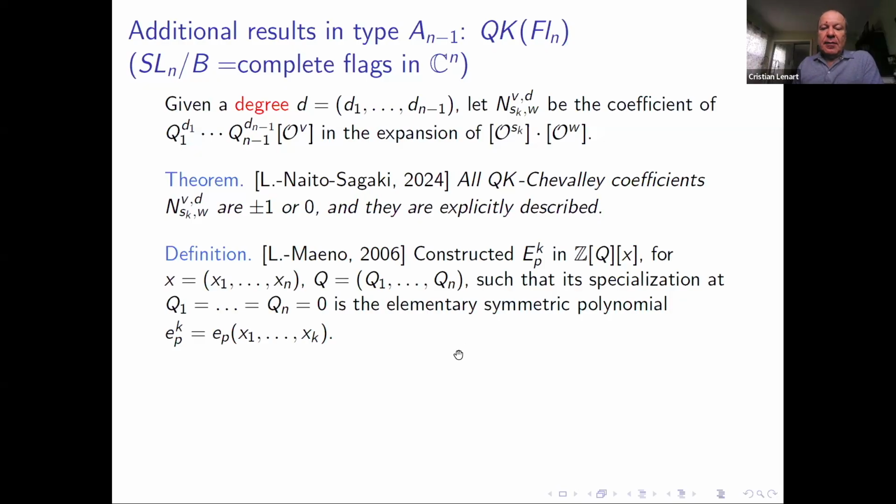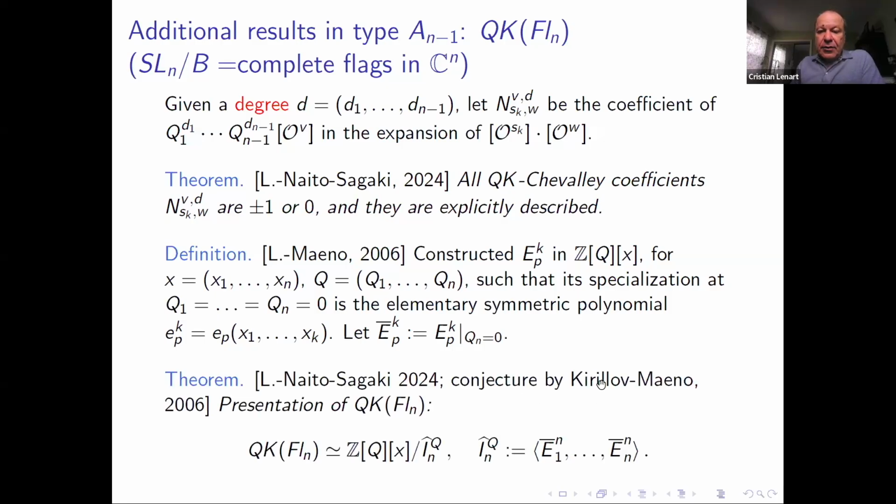So then we can go a bit further. A long time ago with Maeno, we wanted to get a presentation for the quantum K-theory ring. To get a presentation, we have to define these quantum elementary symmetric polynomials. These are polynomials in X and also the quantum parameters Q, such that when we specialize the Q's to 0, we get the usual elementary symmetric polynomials of degree P in the variables x1 through xk. So that's a complicated definition. And I will also use a version with a bar, which just comes by setting the last quantum parameter Qn to 0.